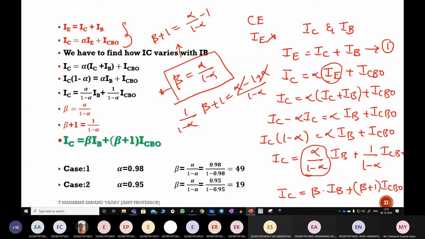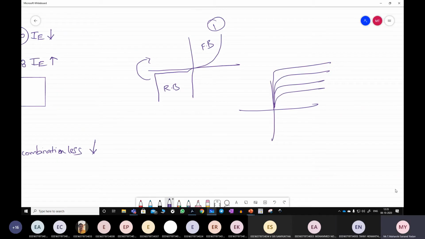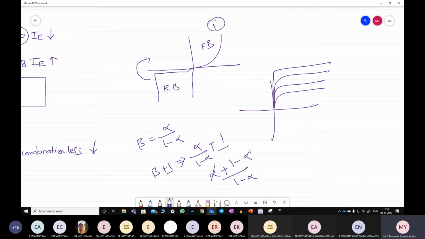Sir, alpha plus alpha is 2 alpha minus 1 by 1 minus alpha. Wait, all right, let me write. So beta is equal to alpha by 1 minus alpha. I'm taking beta plus 1, so alpha by 1 minus alpha plus 1. Simply I'm adding plus 1 on both sides. So alpha plus 1 minus alpha by 1 minus alpha. Plus alpha minus alpha is cancelled. So beta plus 1 is equal to 1 by 1 minus alpha. Is it okay now? Yes, sir.